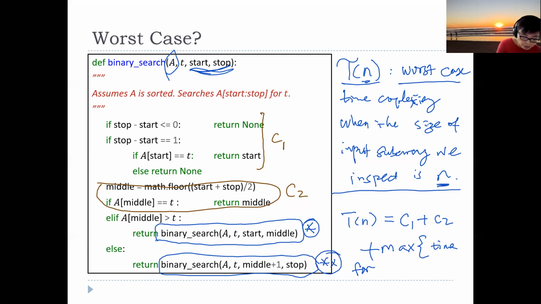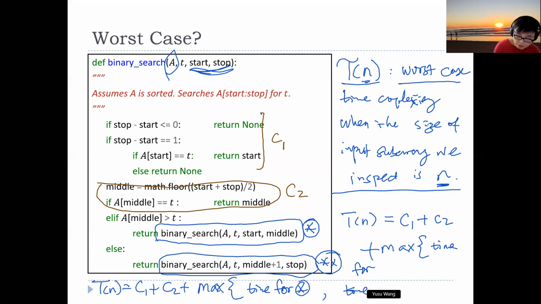I hope you on the screen can still see. T of n equals C1 plus C2. Then I need to look at which of these two takes a bigger time. So the maximum of the time for star or the time for star star. This is how you handle an if condition. When you have cases, since we care about the worst case time complexity, you look at all the cases, you say which one is the worst, which one takes the most time, and then you add that one. So that's how to resolve issue number 1.